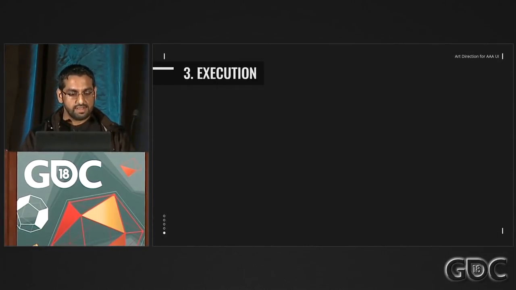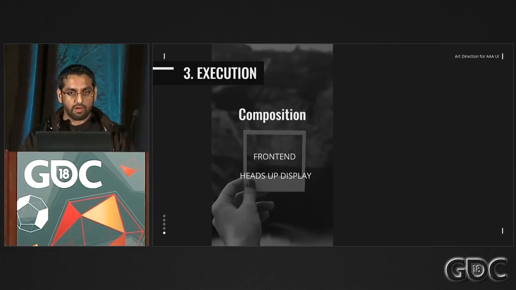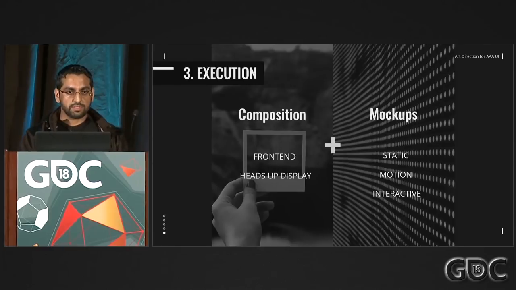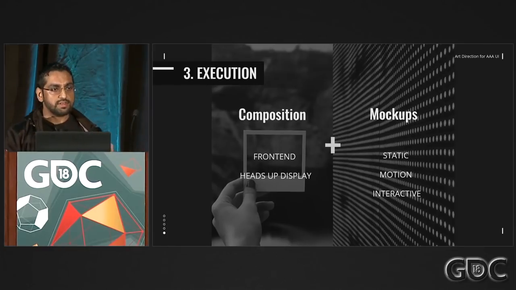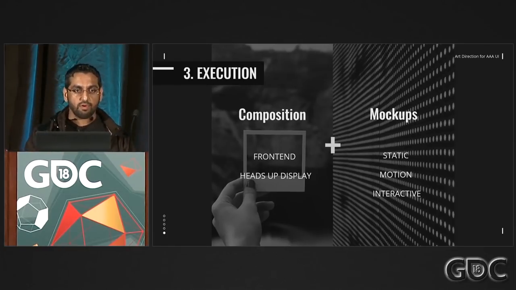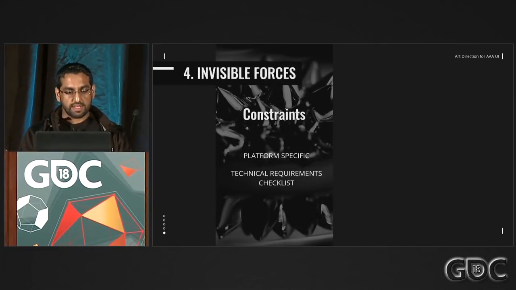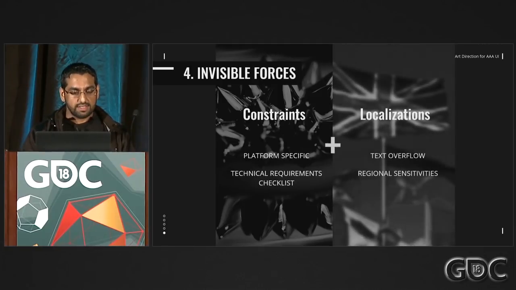Execution, so this is when you're thinking about composition, your heads-up display, your front end. You want to try those different mock-ups. You want to create motion and interactive mock-ups so people understand the flow and the way the game will play out. Experiment with that stuff early on. It'll make it a lot easier before you actually start working on it in-game. And think about the invisible forces: the constraints per platform, the technical requirements checklist, and localizations.